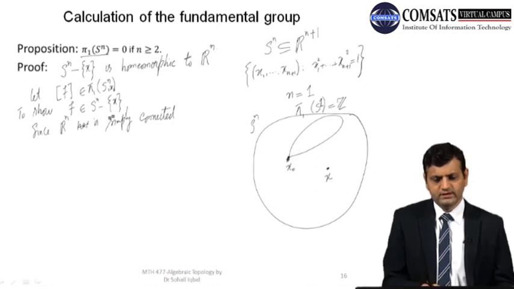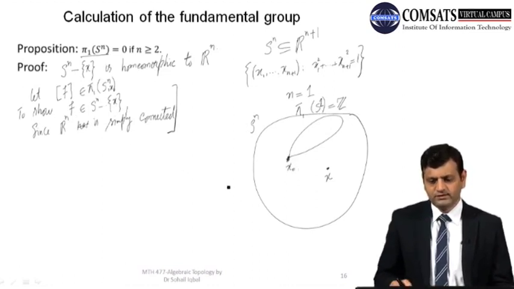If it is simply connected, then we can say that this f, which can be considered as a loop in Rn, is homotopic to a constant map, or is null homotopic. So that's the strategy. We have to show that f belongs to Sn minus x.